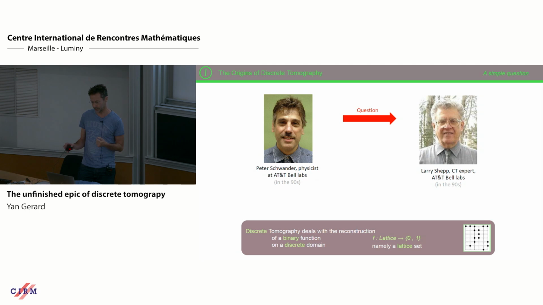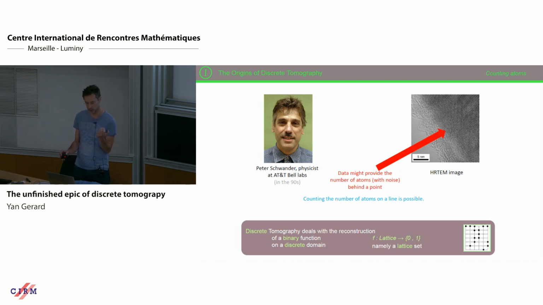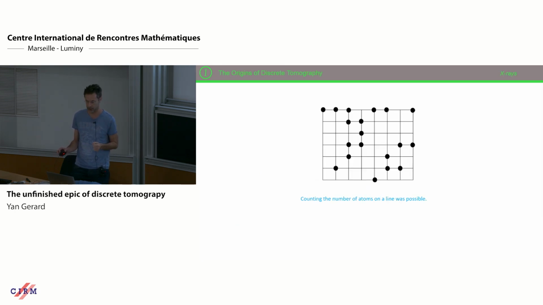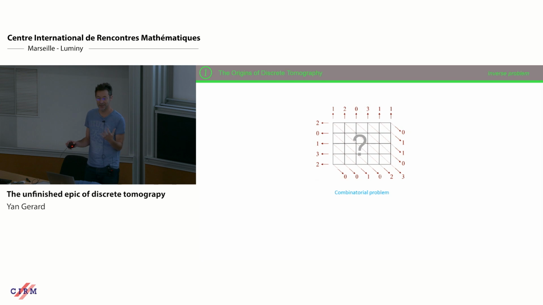This question arose in the 90s, when a physicist, Peter Schwander, had a problem. He started to work with some very efficient microscopes, and with these microscopes he thought he would be able to count the number of atoms hidden behind a pixel. In a way, he was able to count the number of atoms on a line. The question he asked is, with this data, can I recover the 3D position of the atoms in a crystal? Imagine that you have points in a crystal, so they are on a lattice, and you are able to count how many points you have on each line in this direction, in another direction, and in a third direction. Are you able to recover the positions of the points? That's the combinatorial problem, which is exactly discrete tomography.